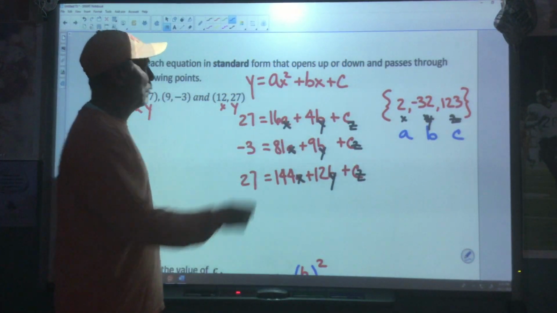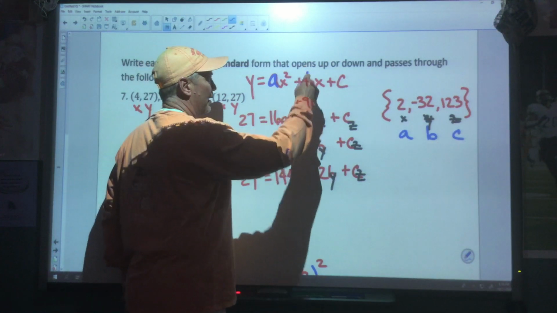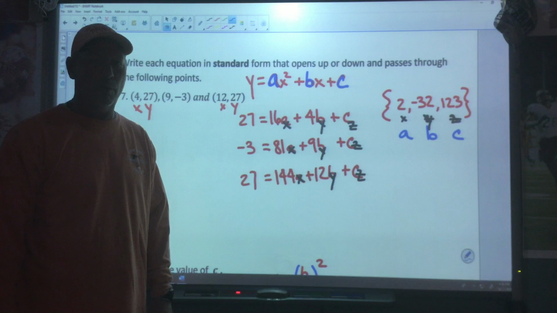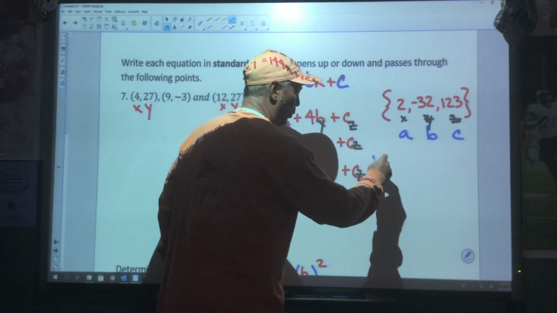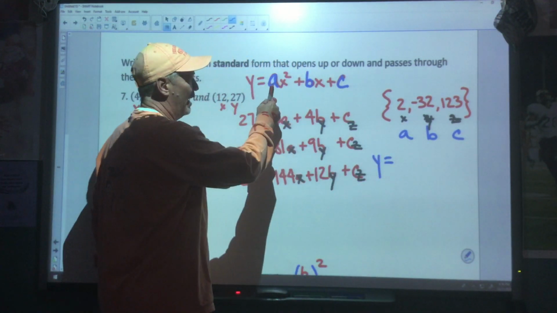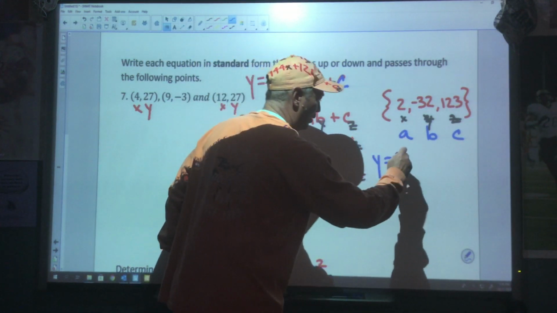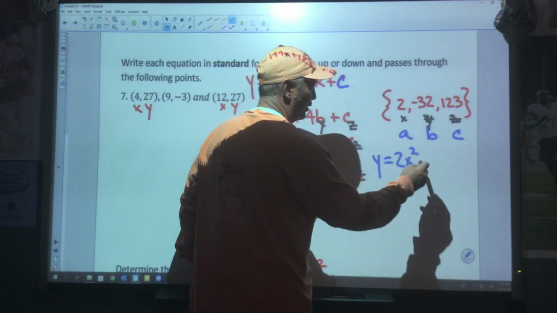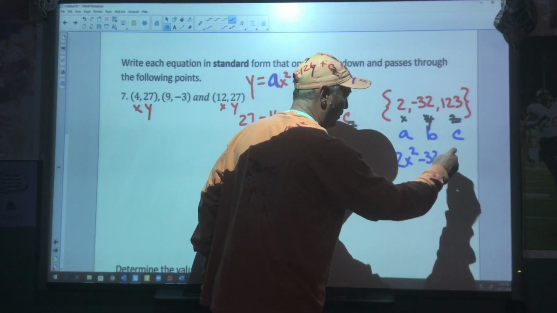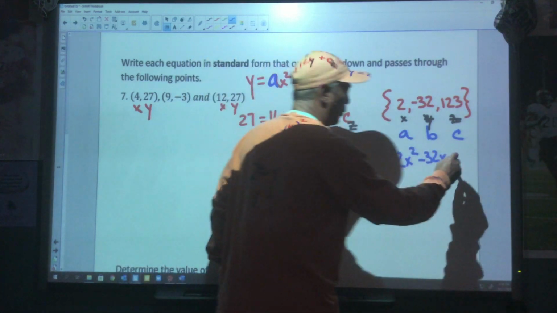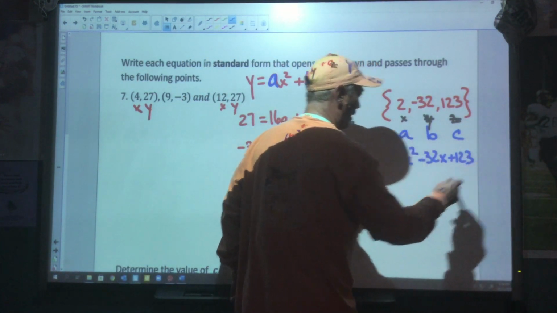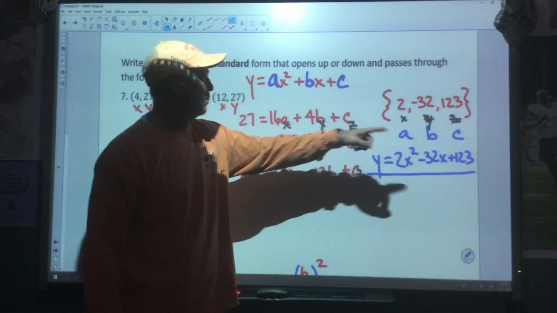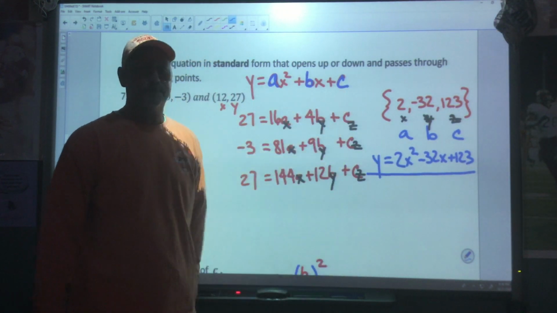We're going to take that and put it in A, B, C. We're going to substitute it so we can have our standard form. We will write it like this. Y equals, instead of A, we're going to write the 2. That'll be 2x squared. Instead of B, we're going to write negative 32, so that's negative 32x. And instead of C, we're going to write 123. There is my final answer right there. All you're doing is substituting your A, B, and C into the standard form equation.